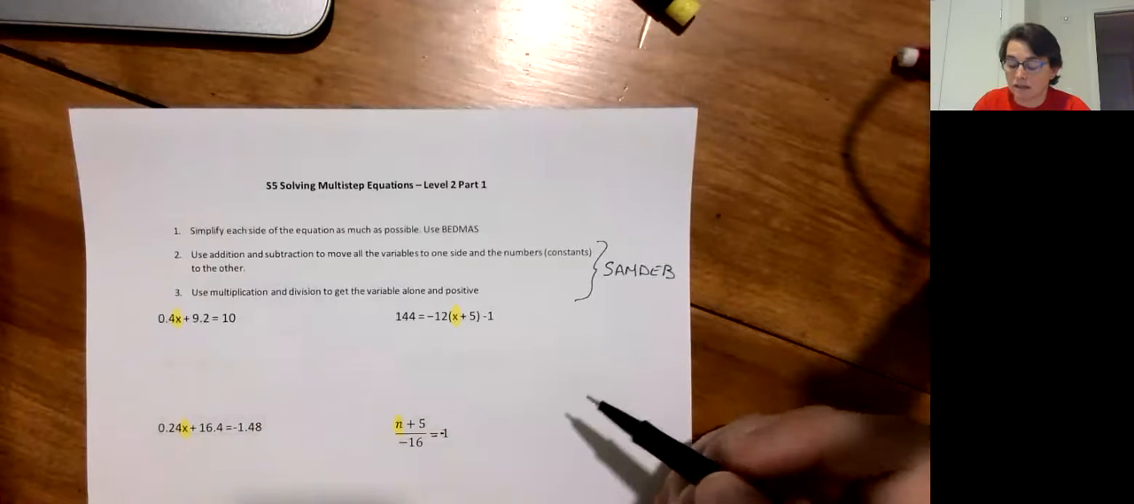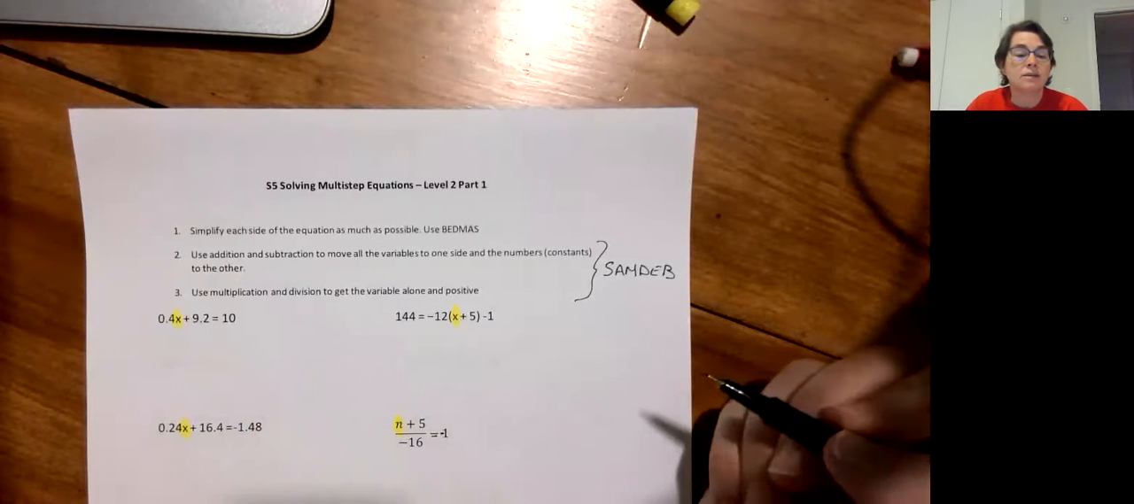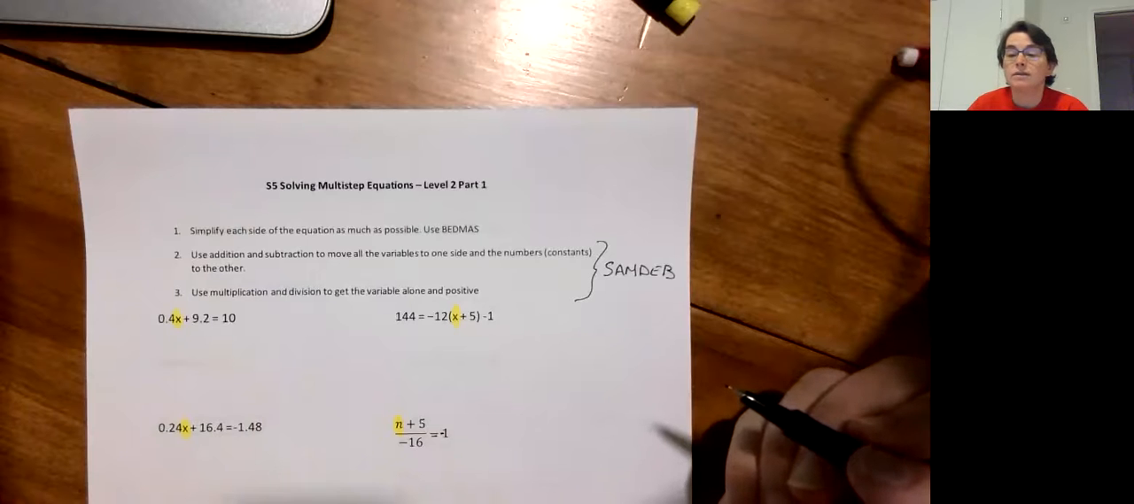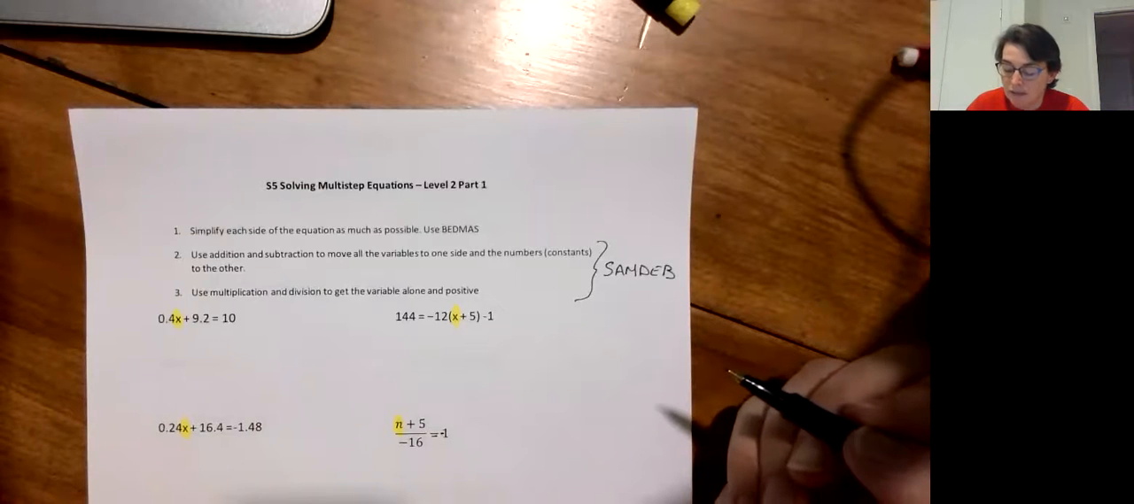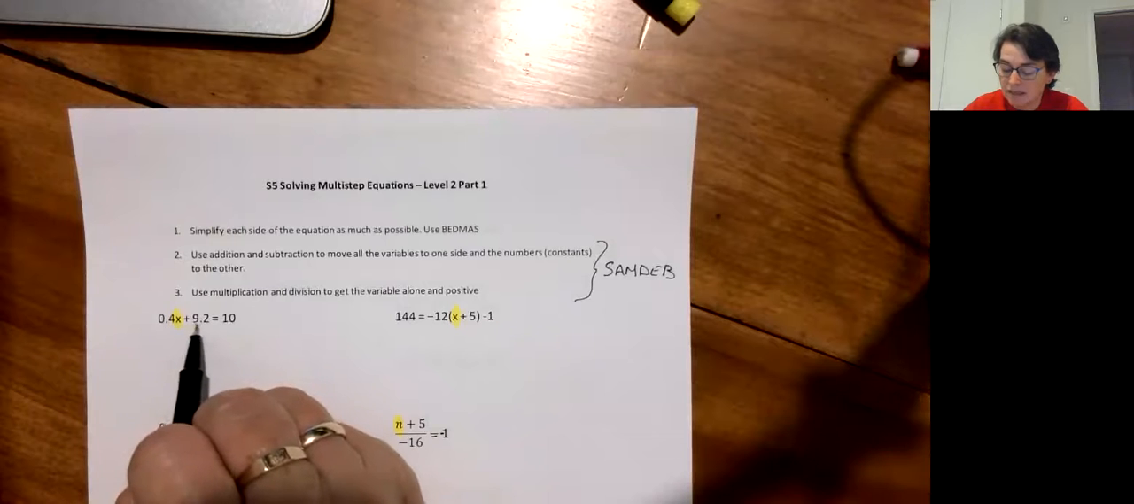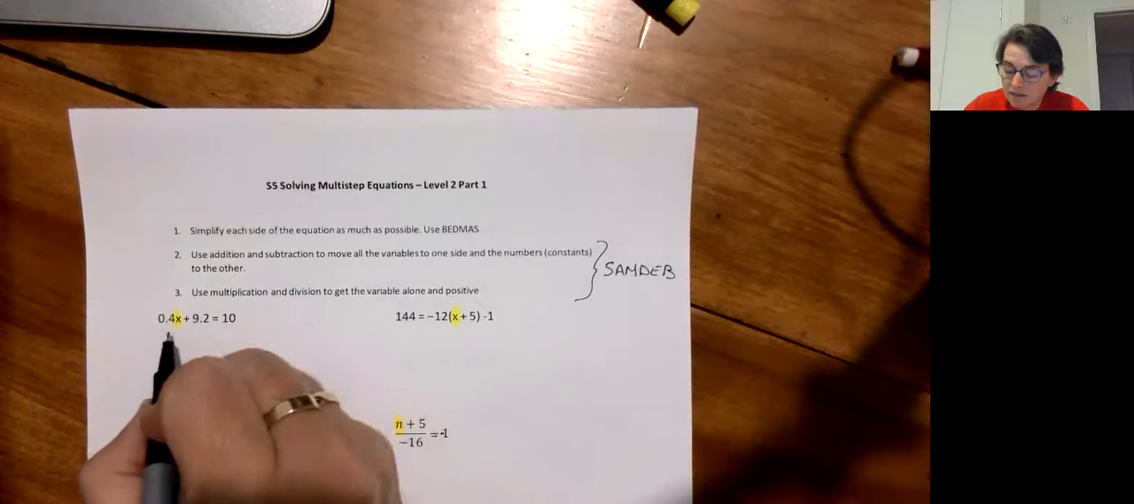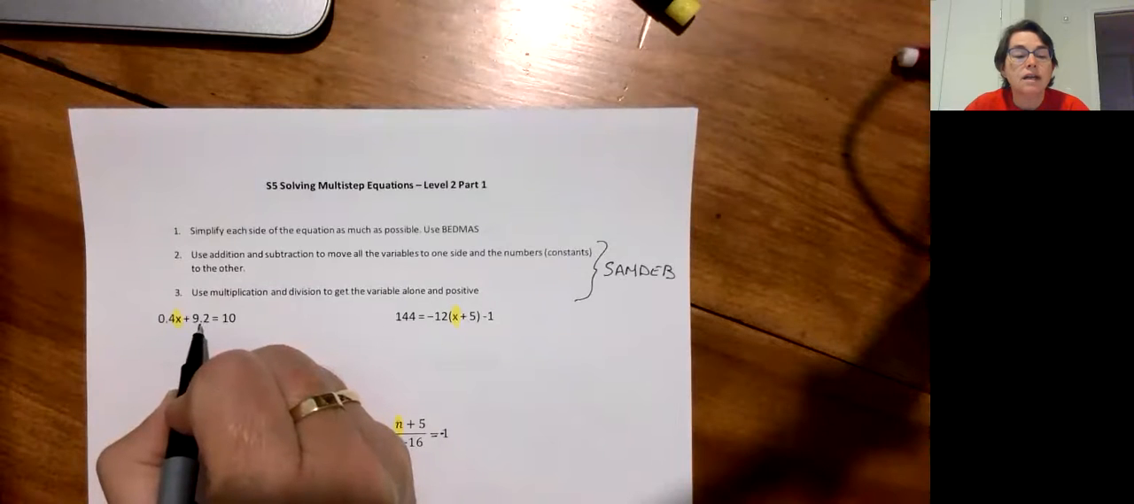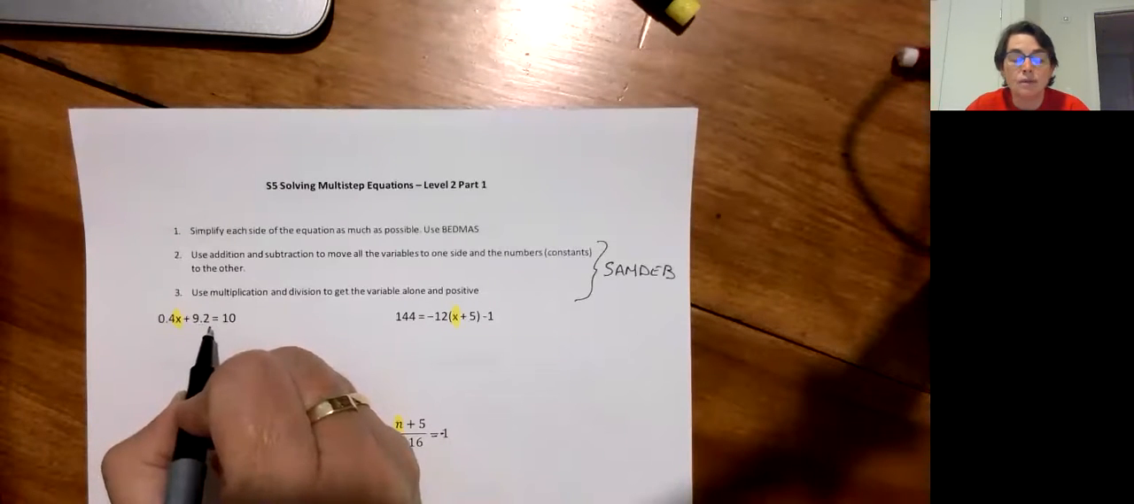So let's get started. I took the time before I started to highlight all the variables. I always do that. It just makes it simpler for me to concentrate. So we've got 0.4x plus 9.2 is 10. So there's my x. That's what I want to get by itself. And I need to move this 9.2. So this is plus 9.2. I want to get rid of that.